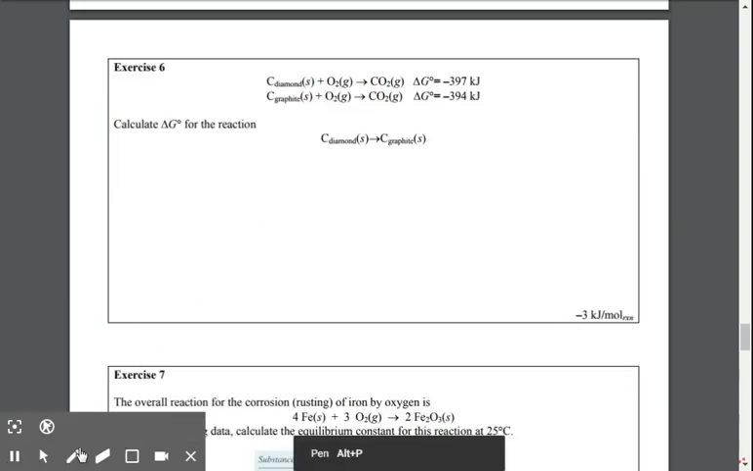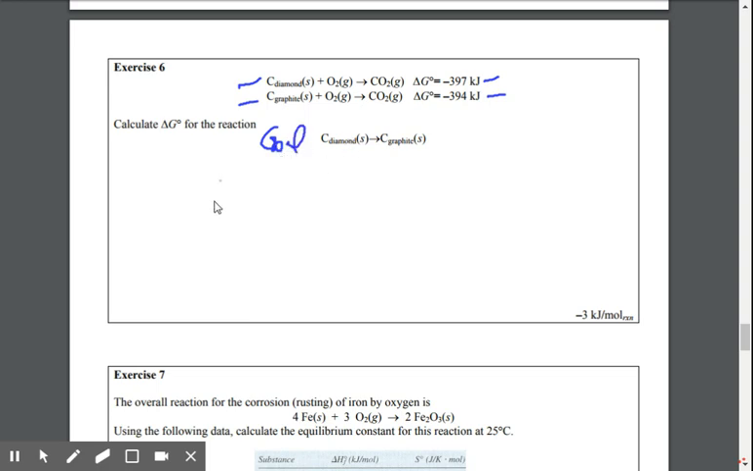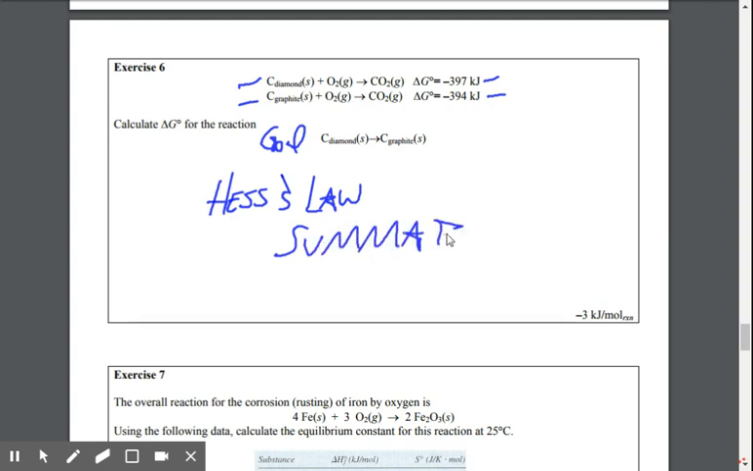Now looking on to exercise 6, let's see what we're given here. So we're given multiple reactions, multiple delta G values, and we're given a goal equation. So our approach here is to use Hess's law of summation. So we have to figure out what we need to do to manipulate these equations to solve for my very last one. So Hess's law of summation is our approach for this one. If you do this correctly, you should get negative 3 kilojoules per mole reaction.